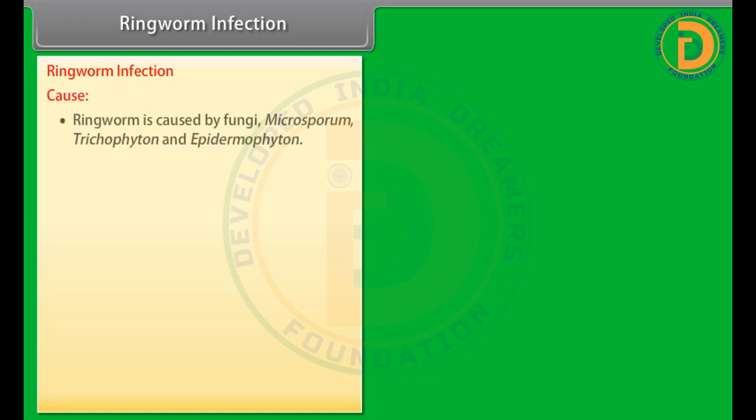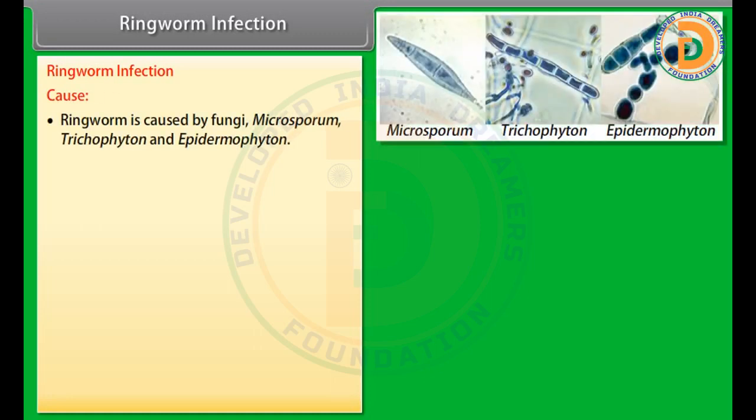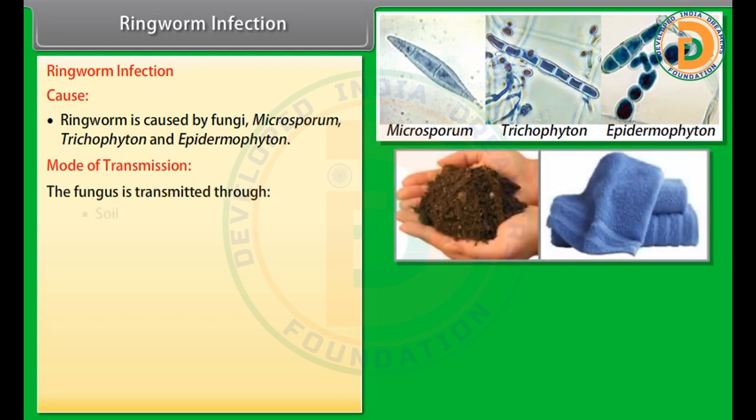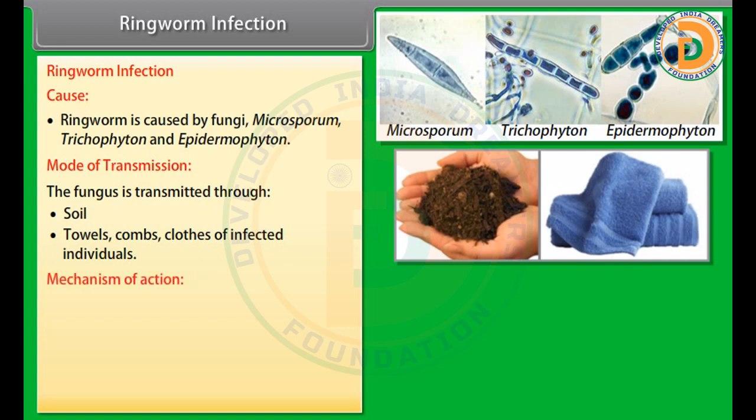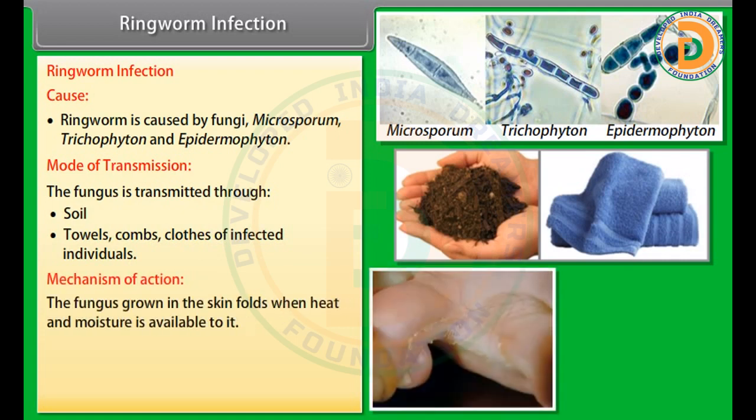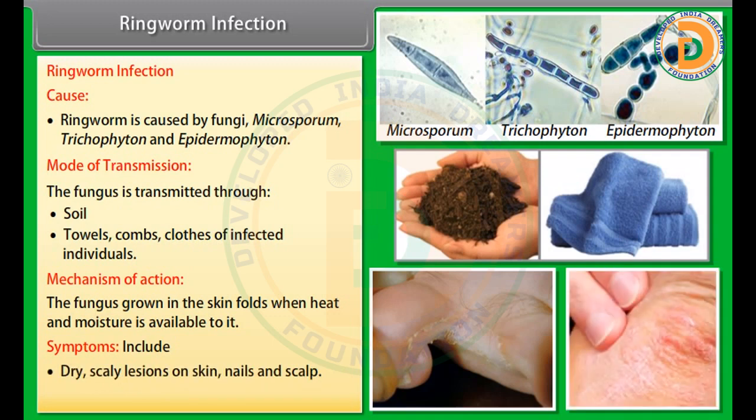Ringworm infection. Cause. Ringworm infection is caused by the fungi Microsporum, Trichophyton and Epidermophyton. Mode of transmission. The fungus is transmitted through soil, towels, combs, clothes of infected individuals. Mechanism of action. The fungus grows in the skin folds when heat and moisture are available to it. Symptoms include dry, scaly lesions on skin, nails and scalp, intense itching around the lesions.